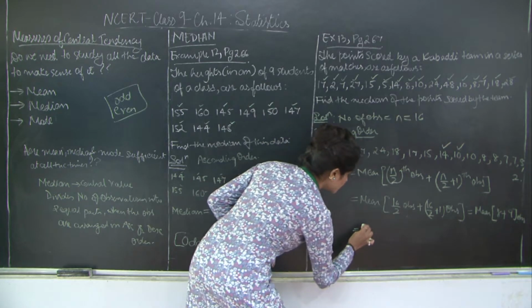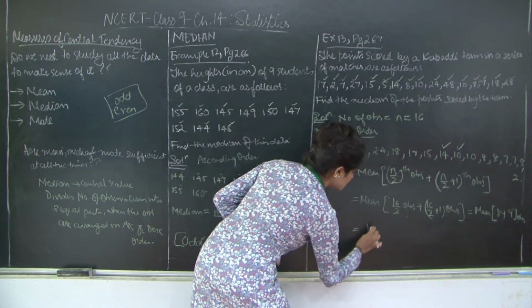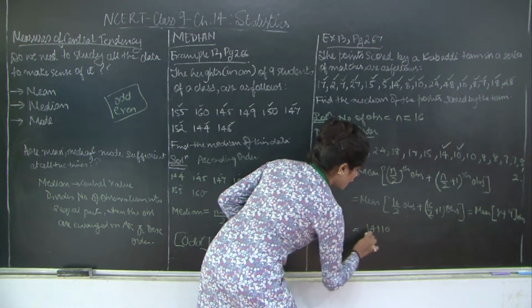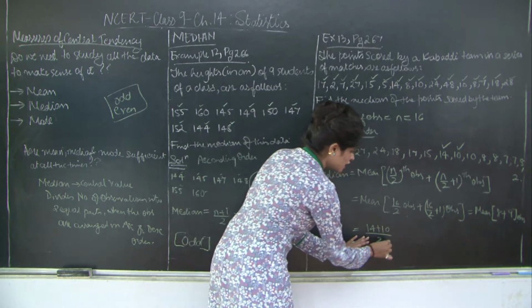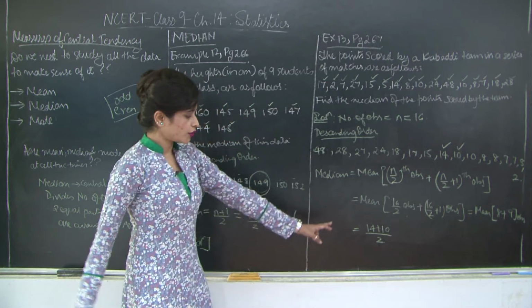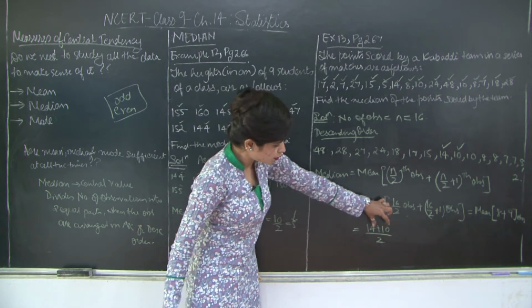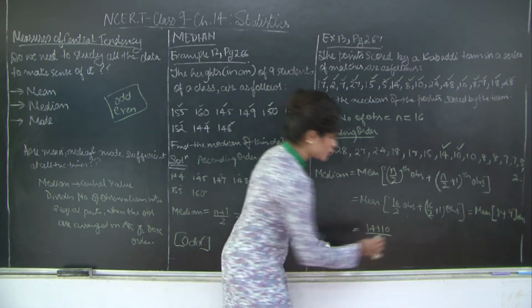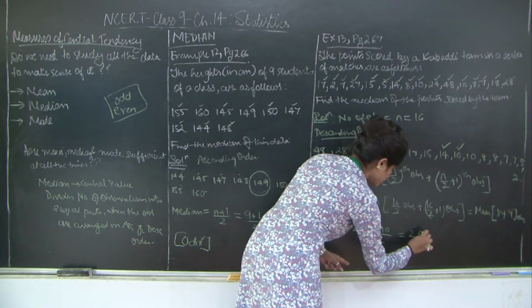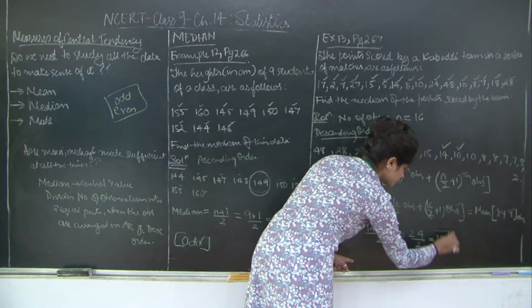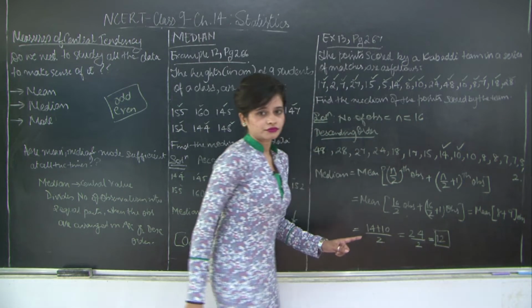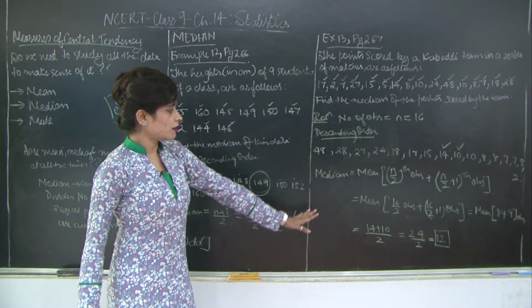So this is going to be 14 plus 10 upon 2 because we are taking into account 2 observations. So mean is always the sum of the observations upon the total number of observations. So there are 2 observations, that's why it is divided by 2. So this is going to be 24 upon 2 which is equal to 12. So 12 is the median out here.